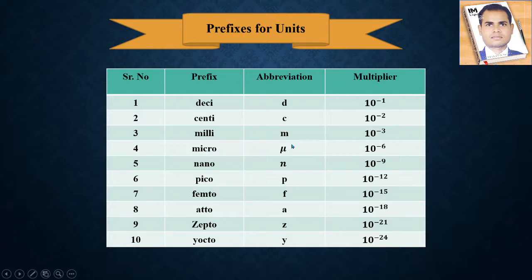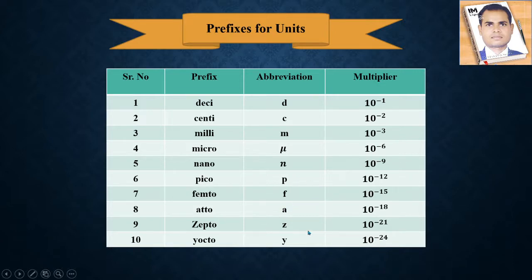The next prefix is micro, abbreviation mu, and the multiplier is 10 raised to minus 6. The next prefix is nano, abbreviation small n, and the multiplier is 10 raised to minus 9. The next prefix is pico, abbreviation small p, and the multiplier is 10 raised to minus 12. The next is femto, abbreviation small f, multiplier 10 raised to minus 15. The next is atto, abbreviation small a, multiplier 10 raised to minus 18. The next is zepto, abbreviation small z, multiplier 10 raised to minus 21. And the next is yocto, abbreviation small y, and the multiplier is 10 raised to minus 24.